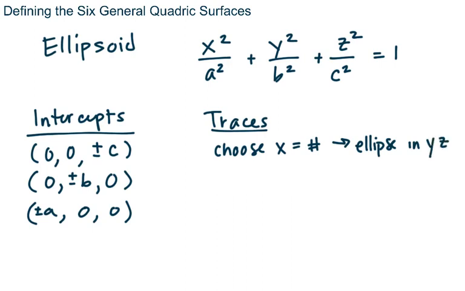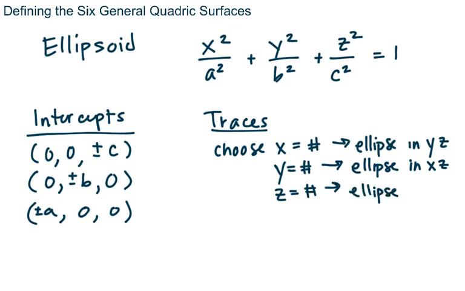How about if I choose y equal to a number? If I let y be a number, again, this whole term would become a constant because a, b, and c are constants. So that's a constant, subtract it over. Again, I have the form of an ellipse, and that would be an ellipse in the xz plane. And you should be able to see that if I let z equal a number, I would also get an ellipse in the xy plane. All right, so what does this graph look like?